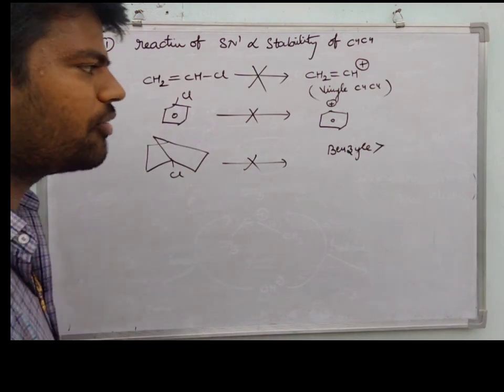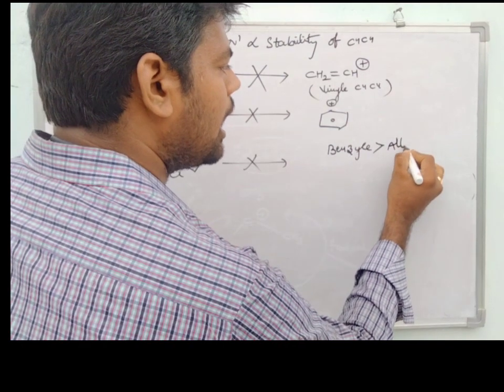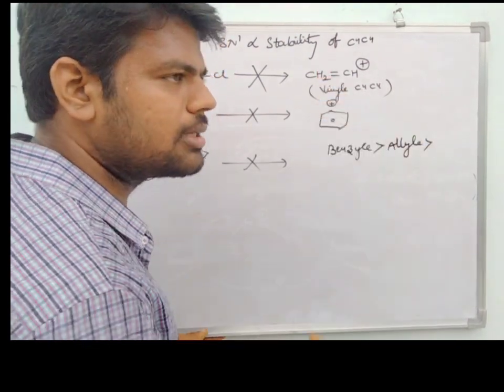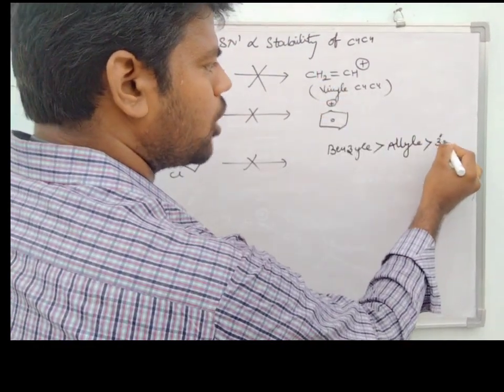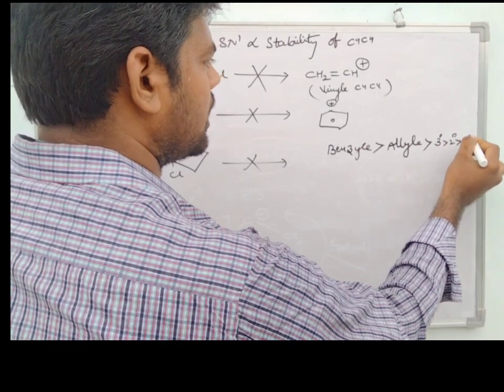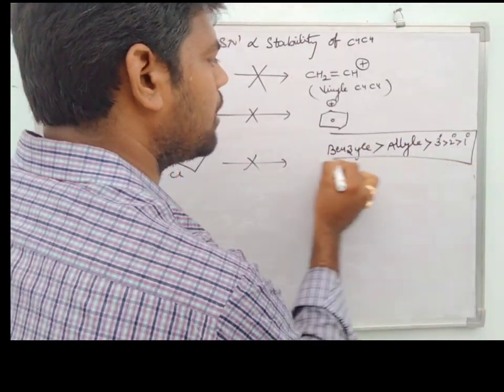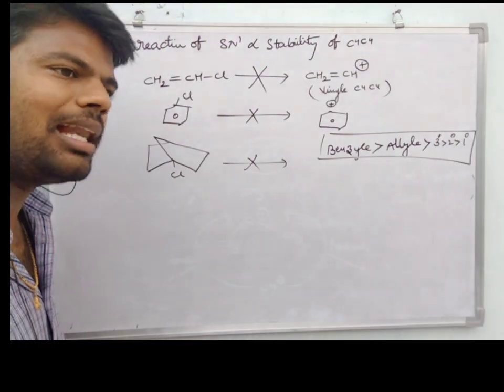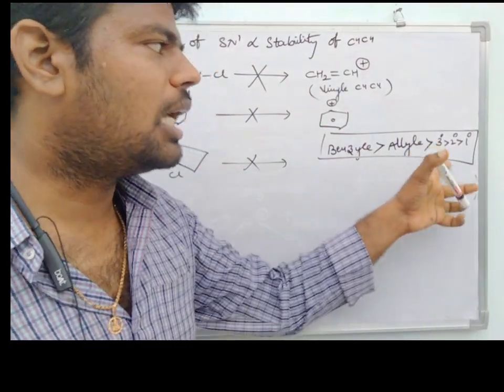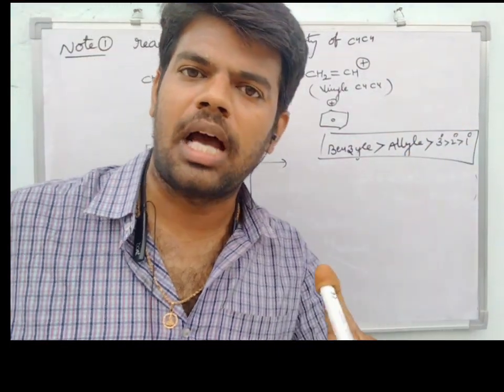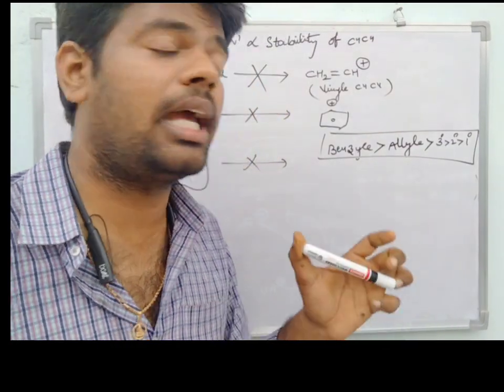After that, allyl compounds are also involved in SN1. Later it becomes tertiary, later secondary, later primary. Generally, benzyl and allyl are explained through resonance. Tertiary, secondary, and primary alkyl halides are explained in terms of the inductive effect.